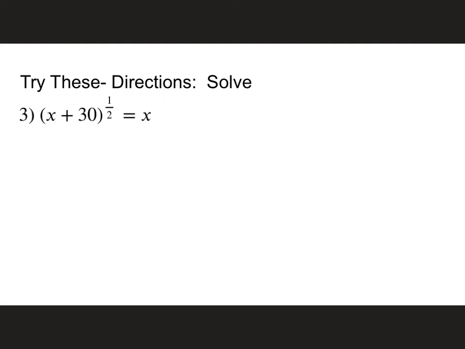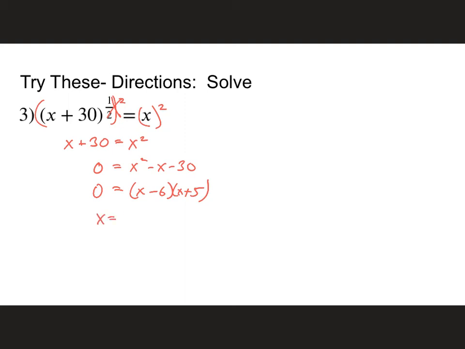x plus 30 to the 1/2 power equals x. Okay, so we'll get rid of the 1/2 power by squaring both sides, right? The 1/2 times 2, they cancel out. That just gives me 1. So I have x plus 30 equals x squared. Oh man, quadratic-like equation. Okay, so set it equal to 0. So I get x squared minus x minus 30. And I factor this. I get x minus 6 times x plus 5. And I end up with the 2 answers of x equals 6 and x equals negative 5.